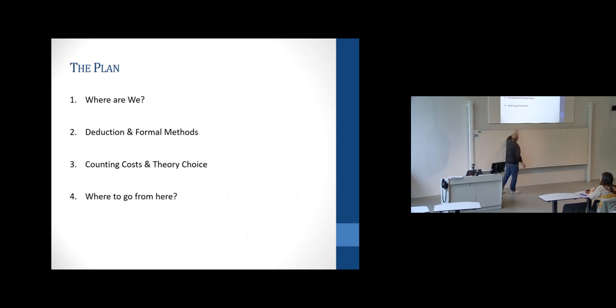And then I want to pivot to talk about this sort of counting costs, or it's often called theory choice methodology. And this is, if there really is a received methodology in analytic philosophy, it's something like this. It's still going pretty strong. Even the people who don't like it still use something very much like it. So I want to give you a grip on what it looks like, what the ideas are, and then talk about some problems. What are the limitations of this kind of method?